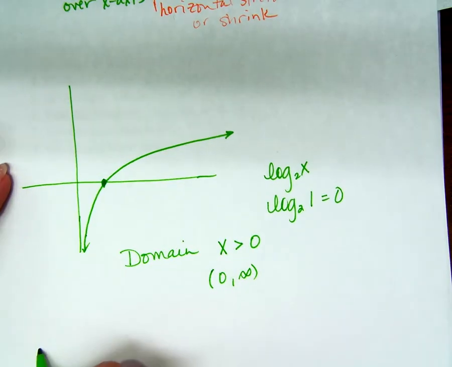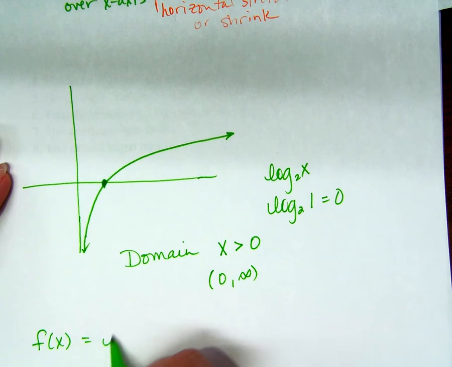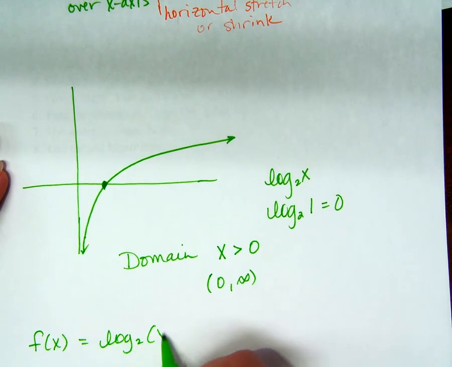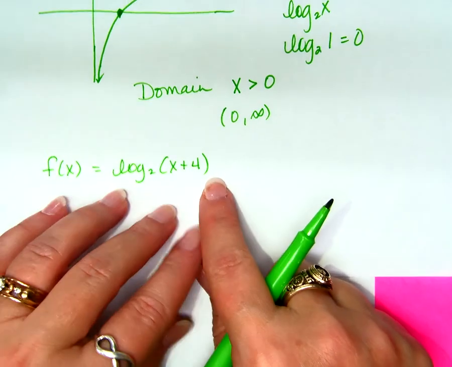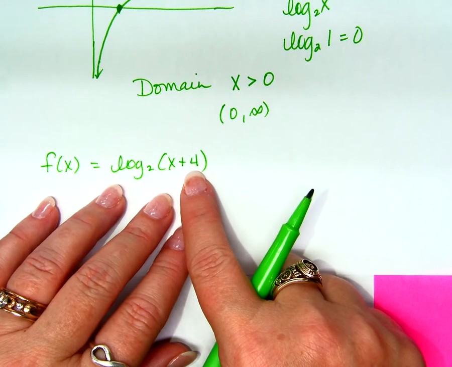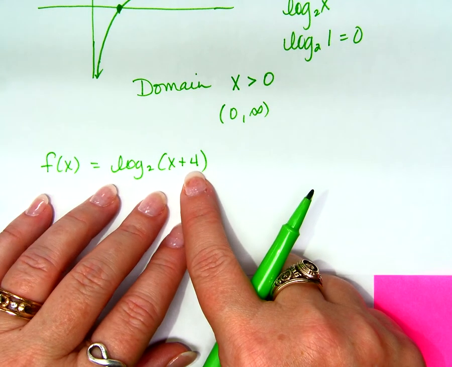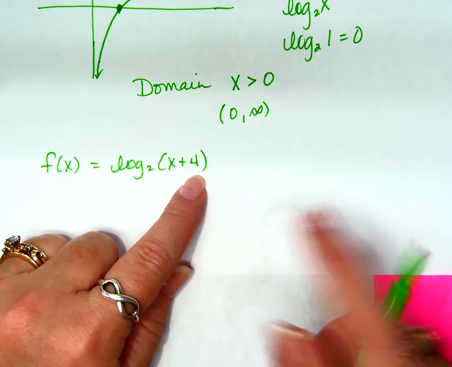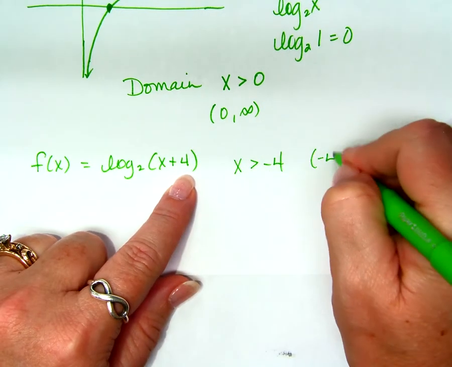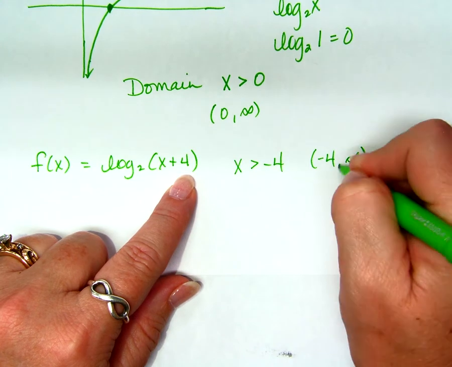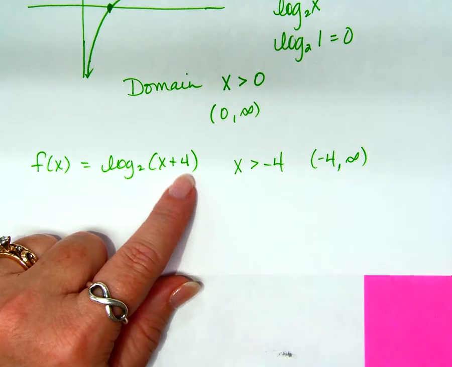So if I say f of x equals log base 2 of x plus 4, what's my domain? Let me scoot that up, I'm sorry. What's the domain of this function right here? Well, where did it go? Yeah, it went left 4, so x is greater than negative 4, or from negative 4 to infinity with a parenthesis on the negative 4.